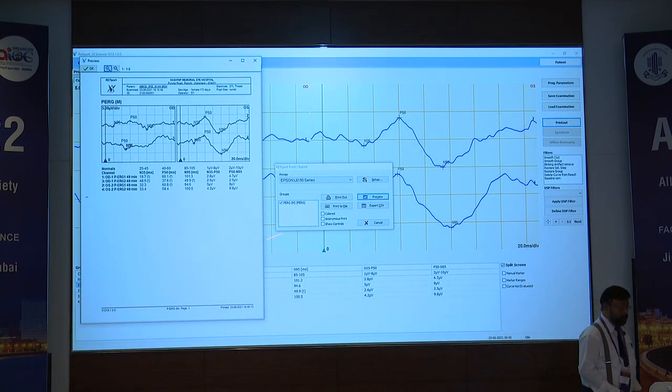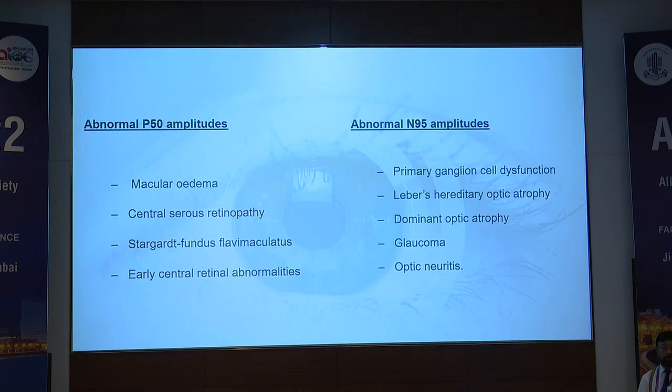Yeah. So this is the normal printout of a pattern ERG. What all should it contain? It should contain the normal waveforms of P50 and N95. It should contain the normal values of the various variables that we are measuring. And what are the variables we are measuring? We are measuring the latency and the amplitude of P50 and N95. So the actual values, the normal values, and the waveforms should be incorporated while we are giving the printouts of the reports.